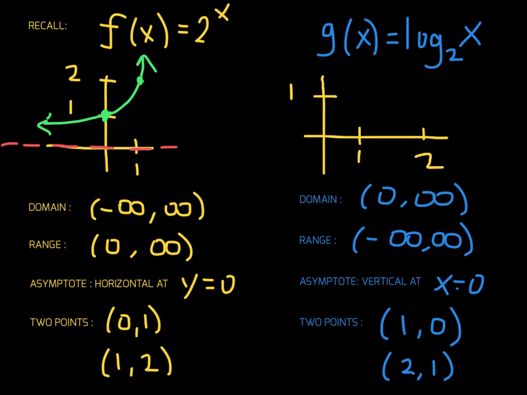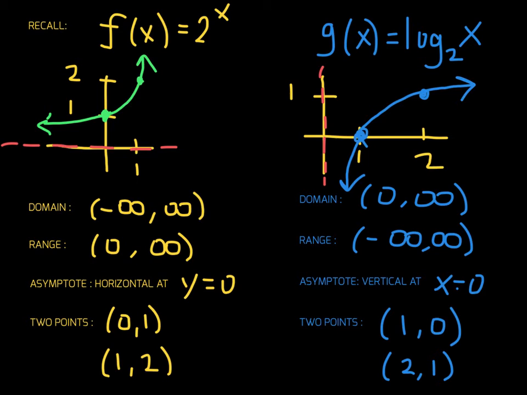So the graph has to go through (1, 0), and it has to go through (2, 1). Furthermore, the asymptote is vertical, and it's x equal to 0, which is the y-axis. That's the vertical asymptote. So the graph gets infinitely close to that asymptote, but does not cross it. And so the curve looks like this.